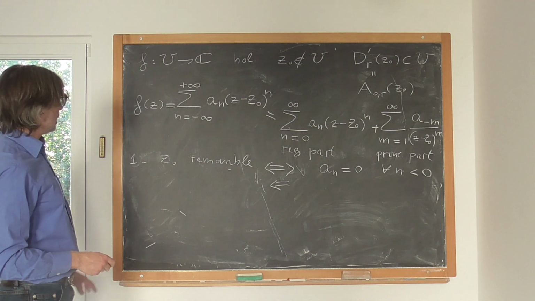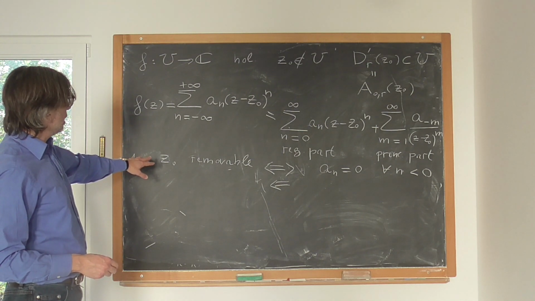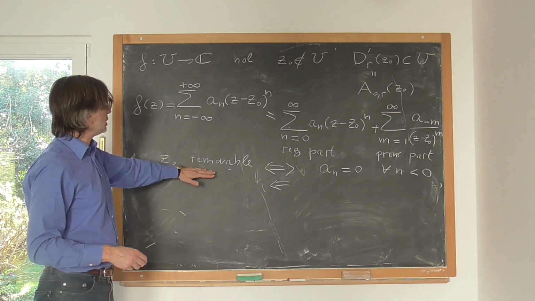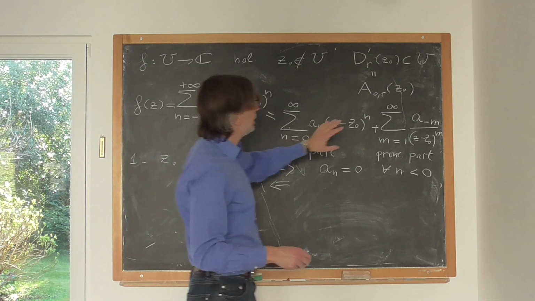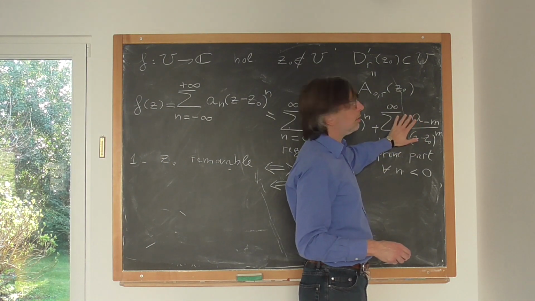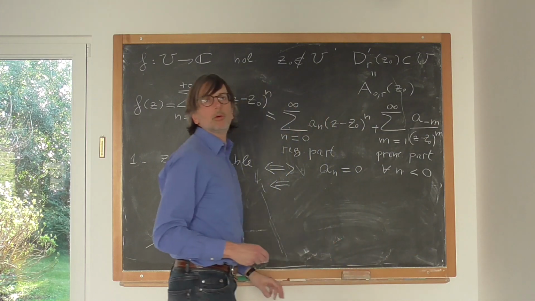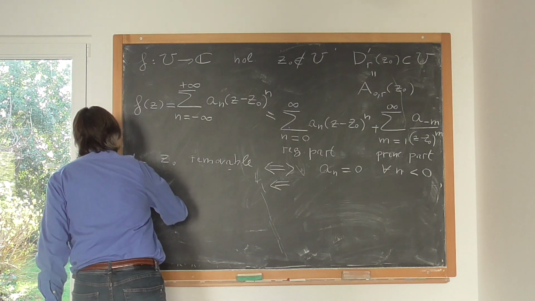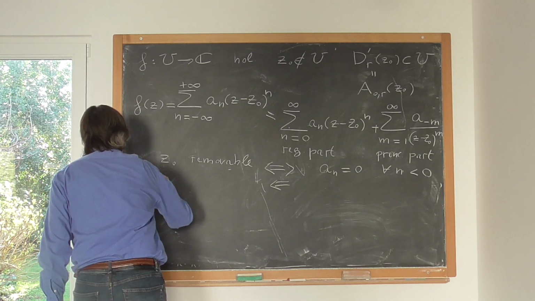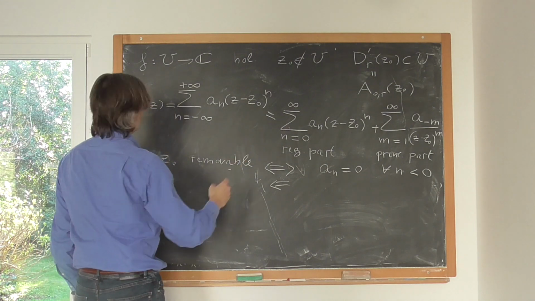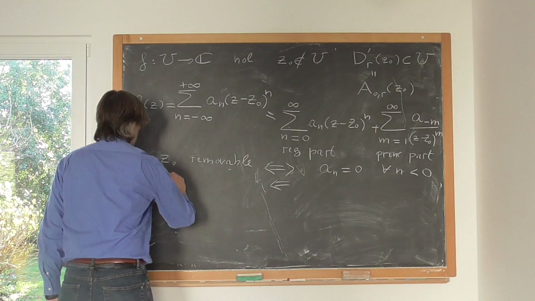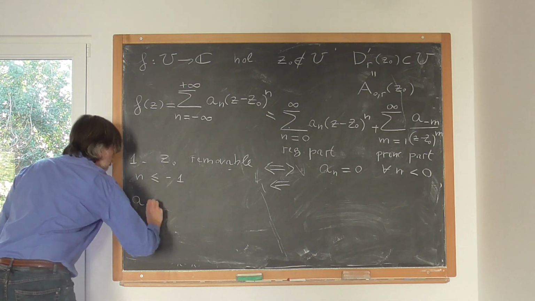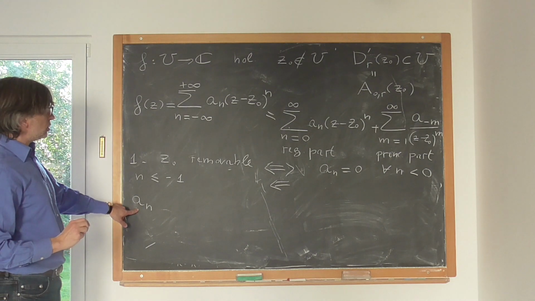Let's check the other implication. So let's check that if the singularity is removable, then necessarily the principal part has to be 0. All these coefficients have to be 0. In order to do this, we choose a negative number n. So it's an integer, so n will be less or equal than -1, and we can write down the expression for the coefficient a_n.